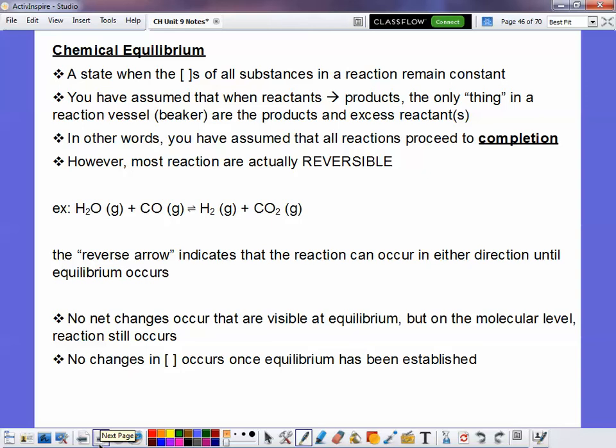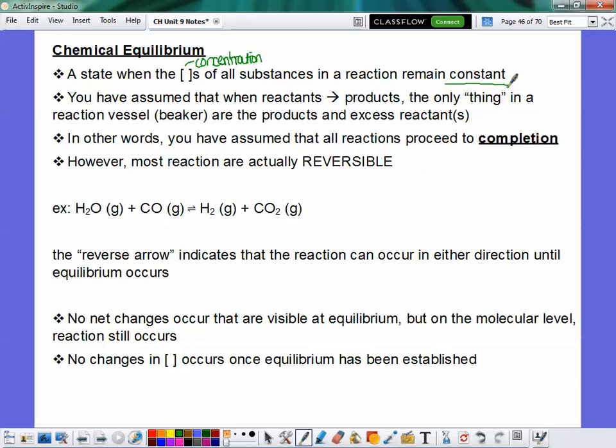So, chemical equilibrium. There are a couple definitions of chemical equilibrium. This is a state when the... what do these brackets mean? Concentration. So when the concentrations of all substances in the reaction remain constant. Not necessarily equal, but when they are no longer changing.